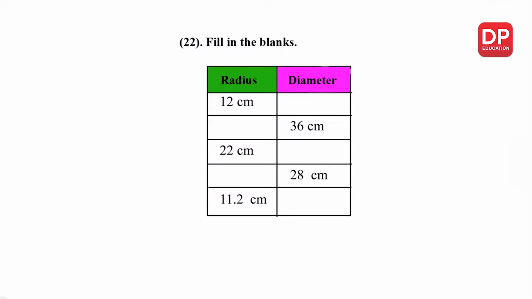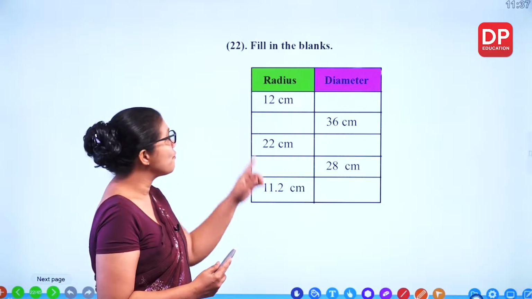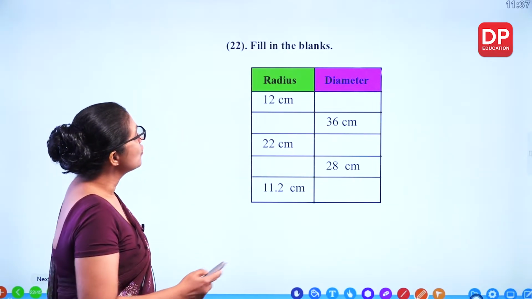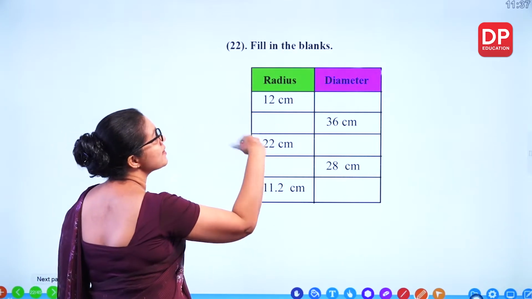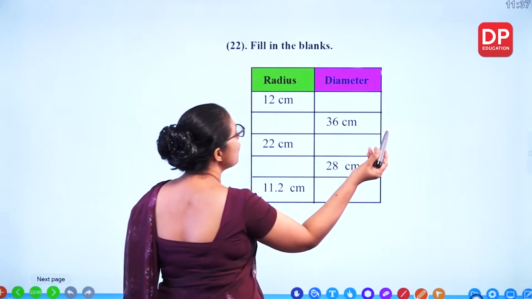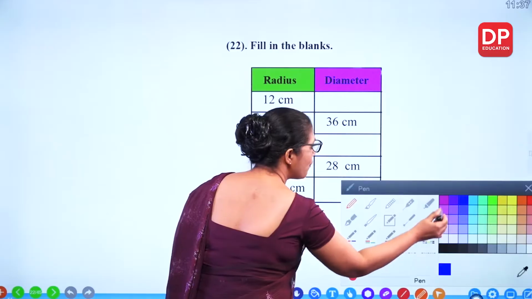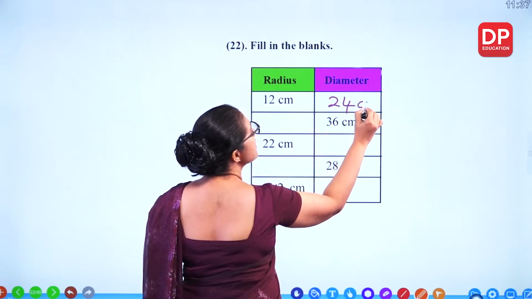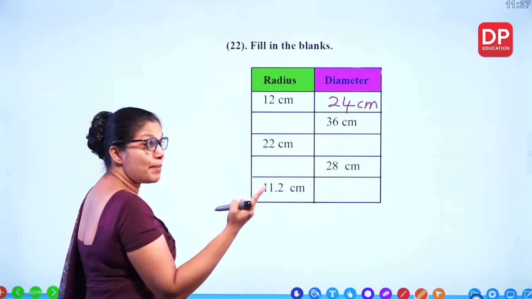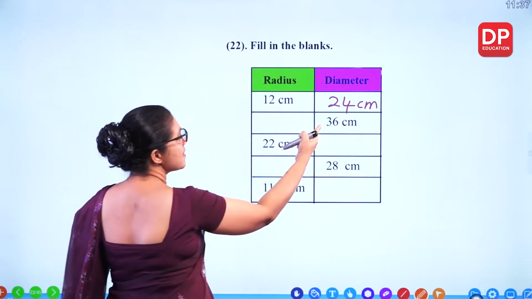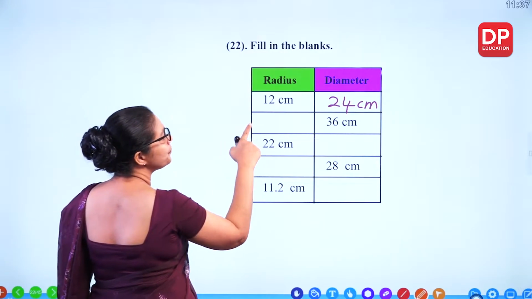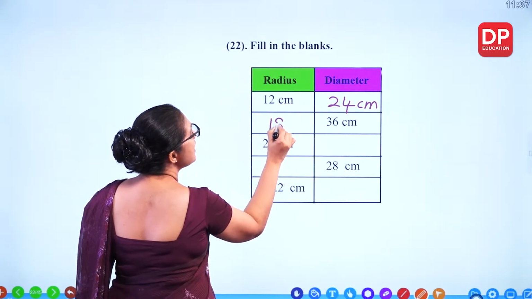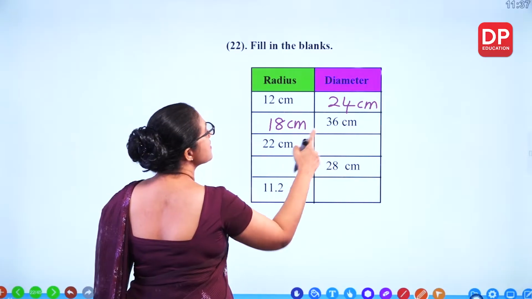Look at this one. Fill in the blanks. So you have to fill radius as well as diameter. So 12 is radius. So what's the diameter? Double of that. So double of 12, 24 centimeters. Diameter is given, 36. Divide by 2. You get the radius. So 18 centimeters.